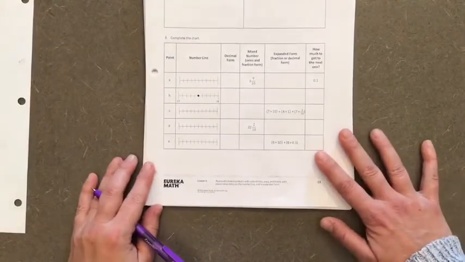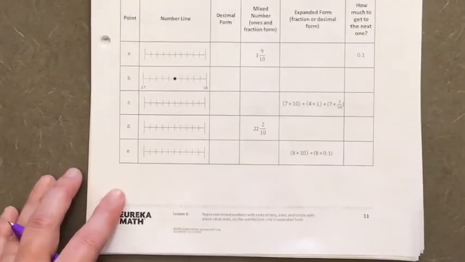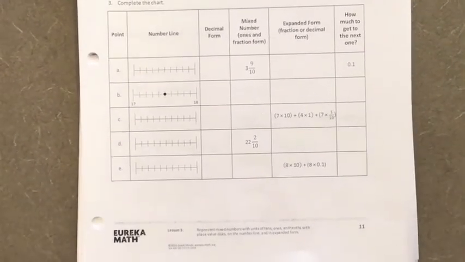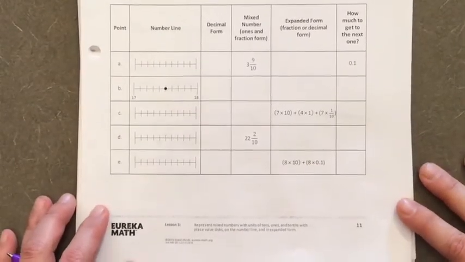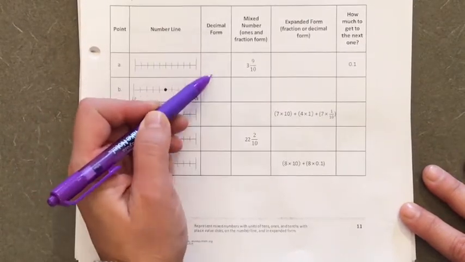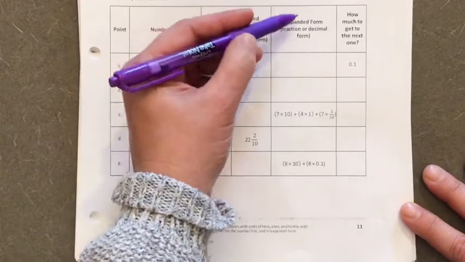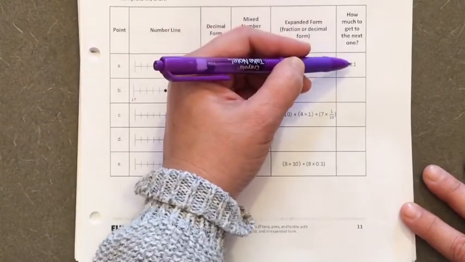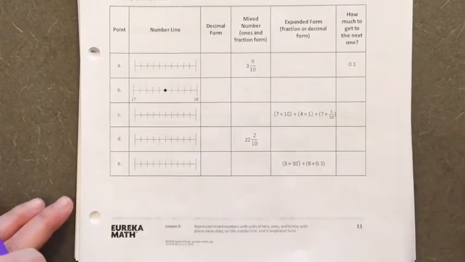All right, so down here, I'm kind of excited because if you peek, ooh, number lines. And we have been working on number lines for quite some time in our fractions unit. So it says complete the chart. Ooh, I'm excited. All right, so let's look. It says number line, decimal form, mixed number, ones, and fraction form, expanded form, fraction, or decimal form, how much to get to the next one.